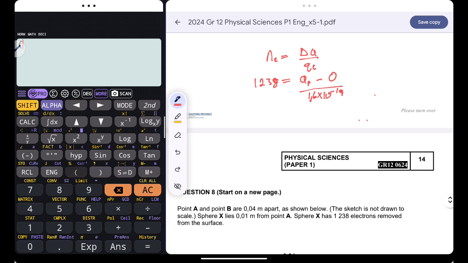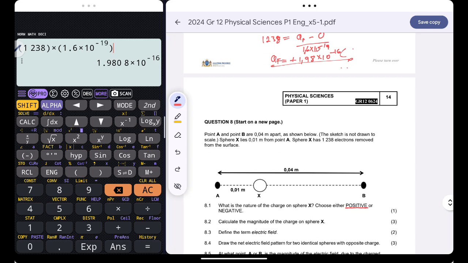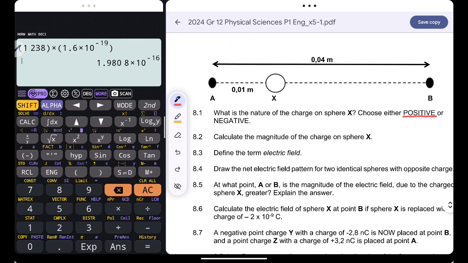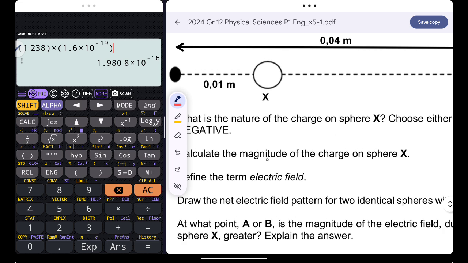So I'll simply say 1238 multiplied by 1.6 times 10 to the power of negative 19. So the charge is positive 1.98 times 10 to the power negative 16 coulombs. So this is the magnitude of the charge on sphere X. So the charge there is 1.98 times 10 to the power of negative 16 coulombs.